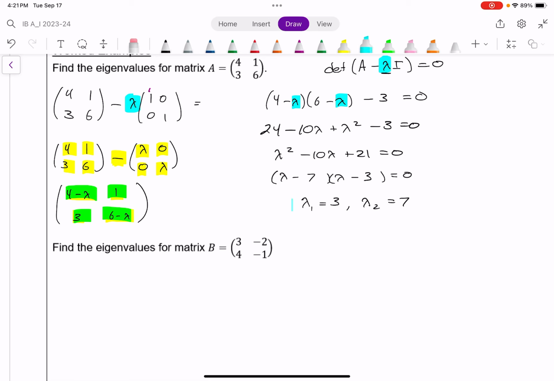So keep in mind, these are values. These are real numbers. These are not vectors. These are not matrices.